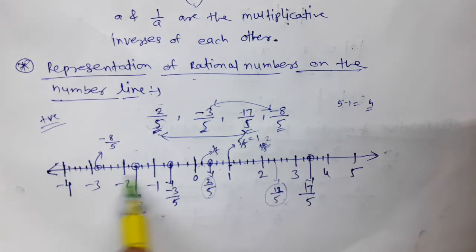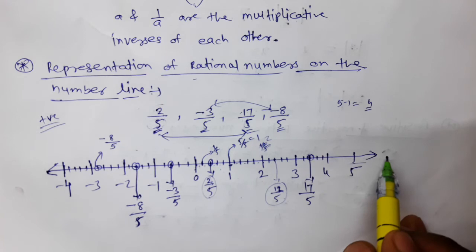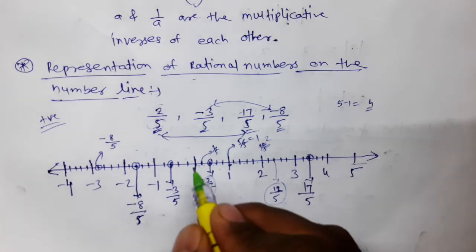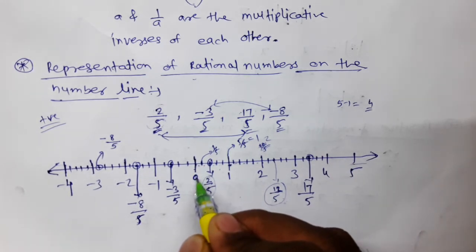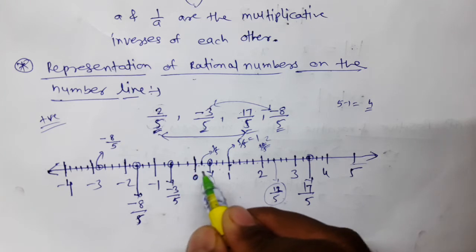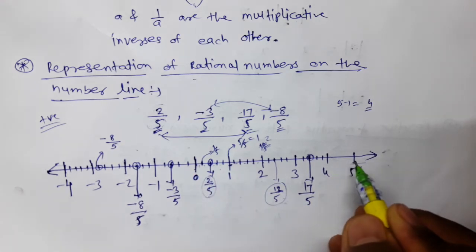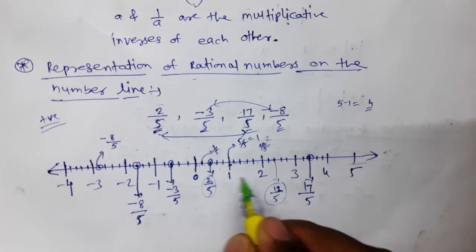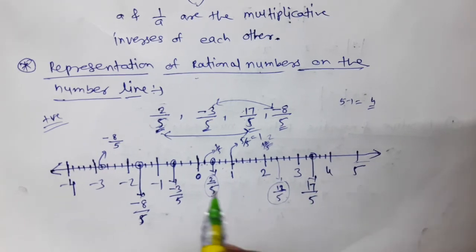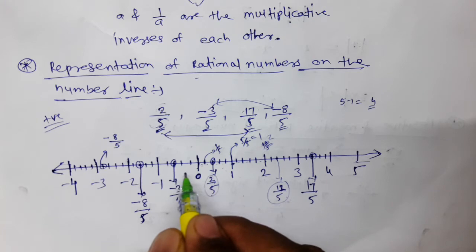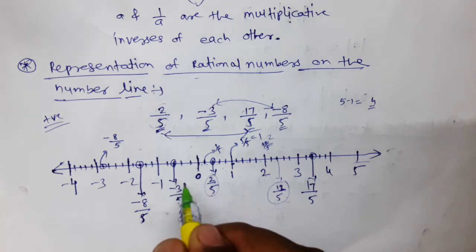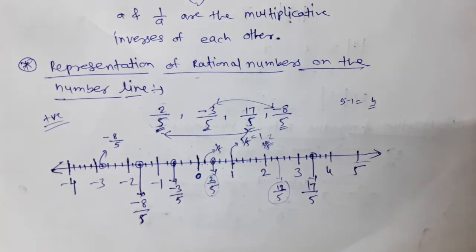They are positive as well as negative. While representing them on the number line, we should first draw a number line. On the number line, there should be a 0 at the center. On the right hand side of 0 there are positive integers 1, 2, 3, 4, 5 up to infinity, and on the left hand side of 0 there are negative rational numbers.